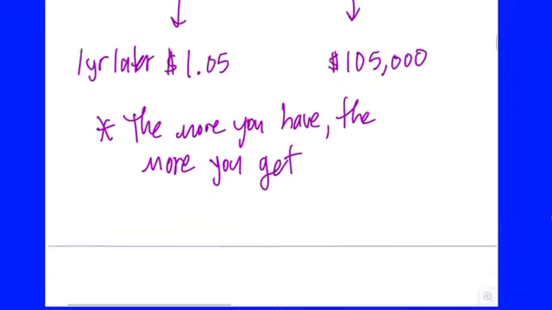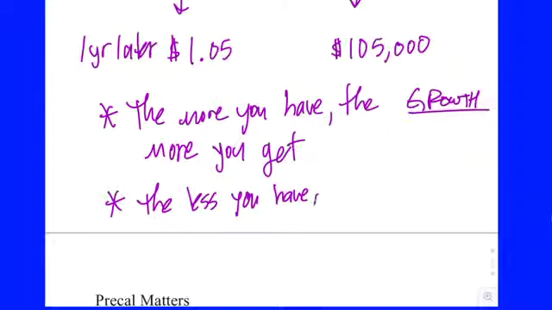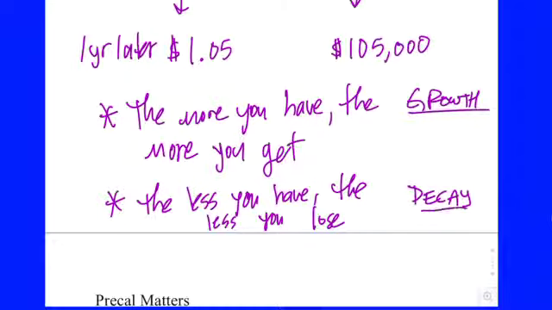And to go back to Mikey's example of the half-life, this would be for growth. It also works similarly for decay. The less you have, the less you lose. That would be for decay. So let's talk about exponential decay because it does show up in science classes.